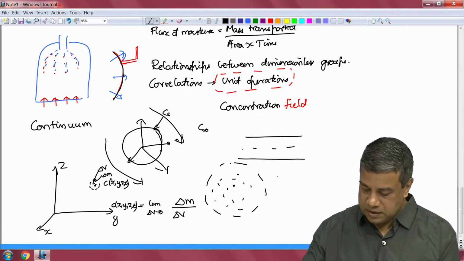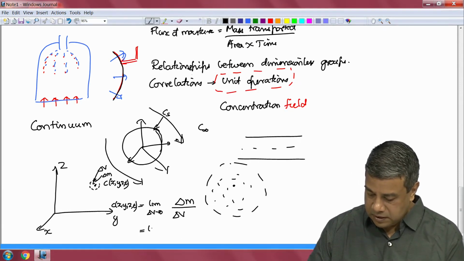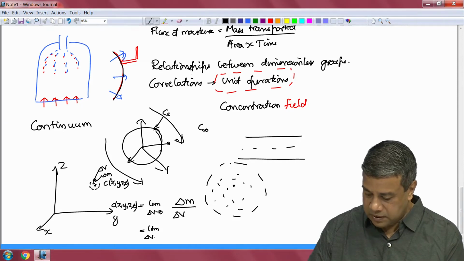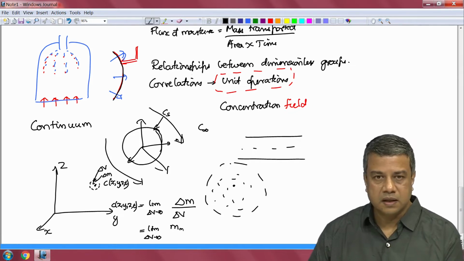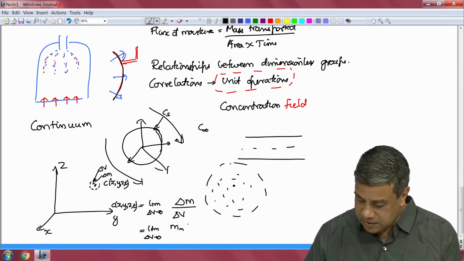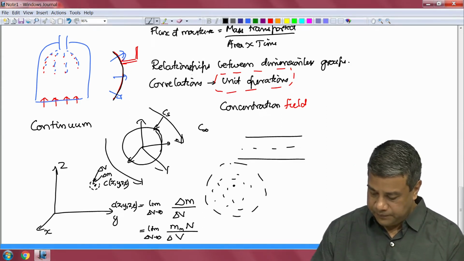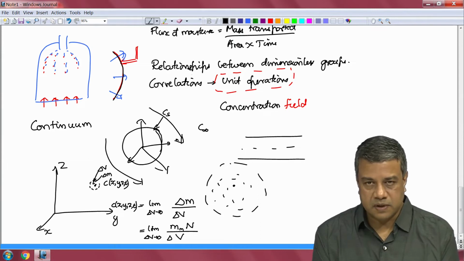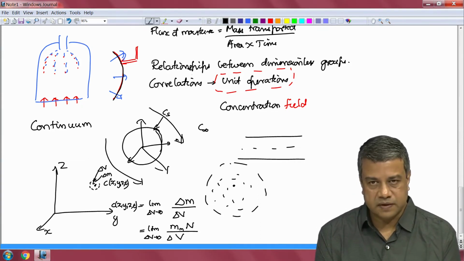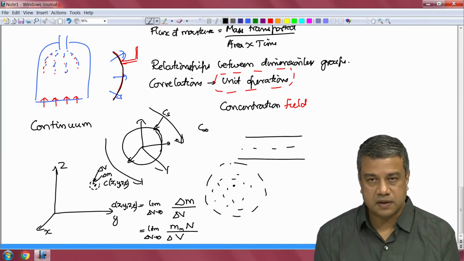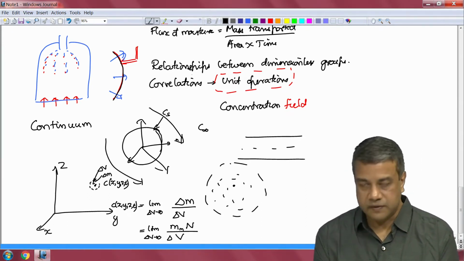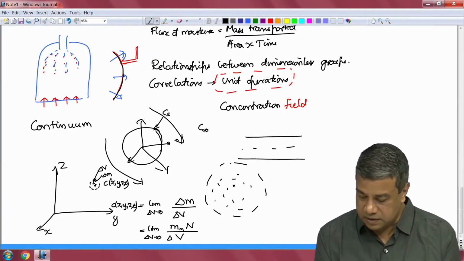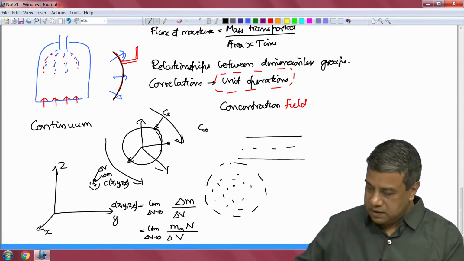So, the concentration is equal to the limit as delta V goes to 0 of the mass of each molecule times the number of molecules, divided by delta V. So, you count the number of molecules in this volume, take the mass of each of these, and multiply the 2. In this particular case, the concentration is for the molecules of one particular species, and you divide by delta V, and that is the value of the concentration at that particular location.